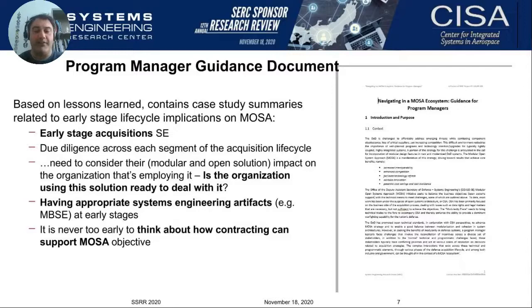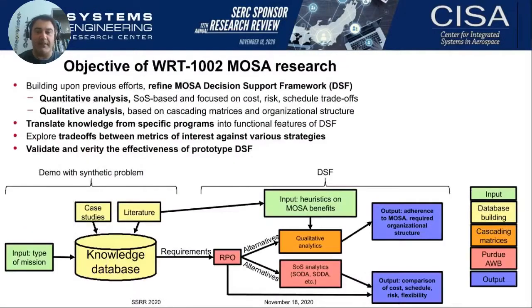So here, again, we underline the important points. Is our organization that needs to use this solution ready to deal with it? Do we have the appropriate artifacts from systems engineering? And do you have that early in place? Other very practical ideas, for example, how different ways of contracting can support MOSA objectives. So this was the start point, the baseline point for WRT-1002, which is this year's final effort in this research.